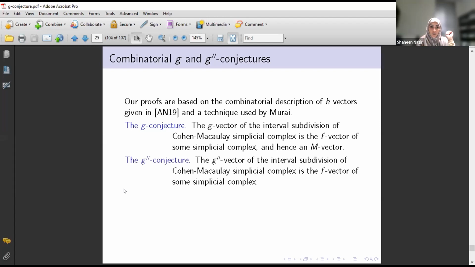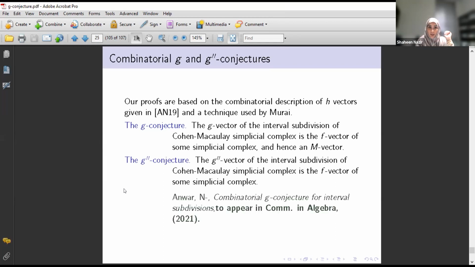And we also prove the same result for the g double bar conjecture. Here we have proved that the g double bar is actually the f-vector of some simplicial complex. And here is the paper, which is going to appear in Communications in Algebra.